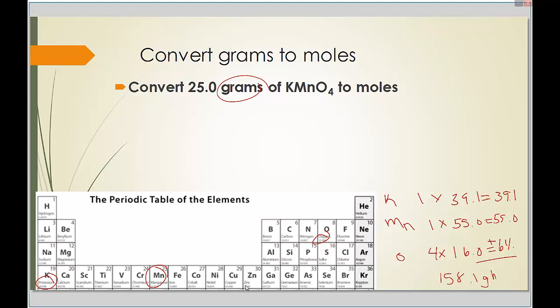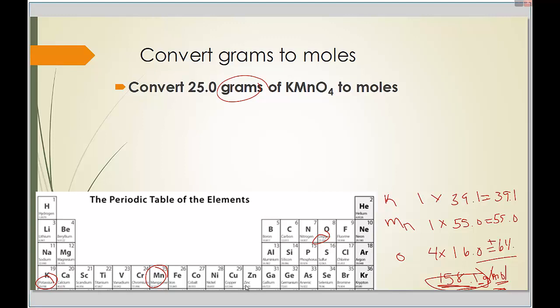Now, just like miles per hour, that's how many miles you drive in 1 hour. This is how many grams are in 1 mole. So that means this number that we calculate will go with grams, and 1 will go with moles. Notice so far everything with moles is always 1. The number actually goes with the other unit.